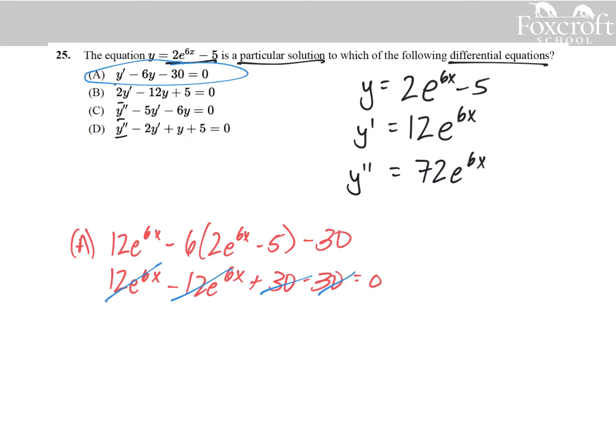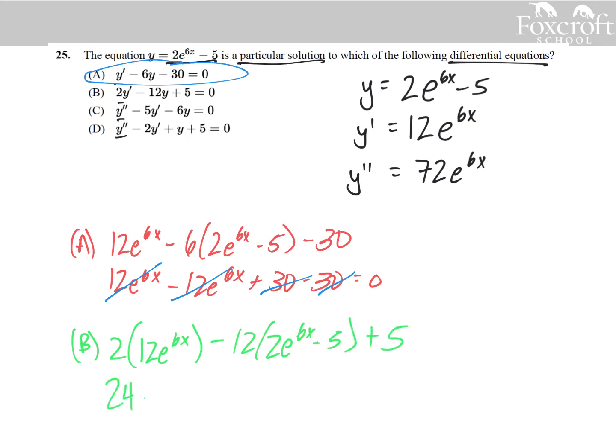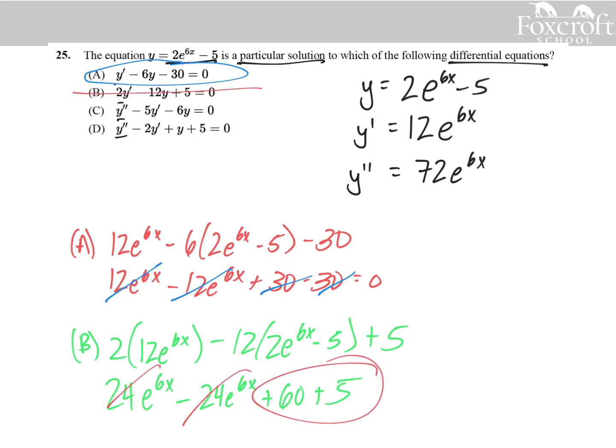All right, just to show for B, if we were to do this with B, 12e to the 6x, 12. You get 24e to the 6x minus 24e to the 6x plus 60 plus 5. And again, you can see some stuff cancels, but some stuff doesn't. That's why B is not the right answer. All right, we got lucky. A was the right one. If I plug those values in, I get it.